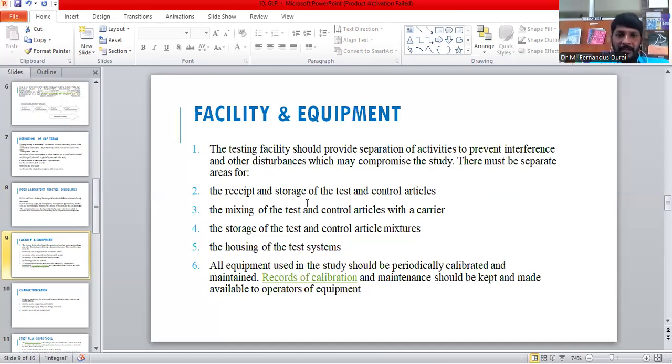And there should be areas for the mixture of the test and control article with the carrier, the storage of the test and control article or mixture, and the housing of the test system. And the final one: all the equipment used in the study should be periodically calibrated and maintained. The records of calibration and maintenance should be kept and made available to the operator of the equipment. So calibration records are very, very important to maintain. The maintenance is important.